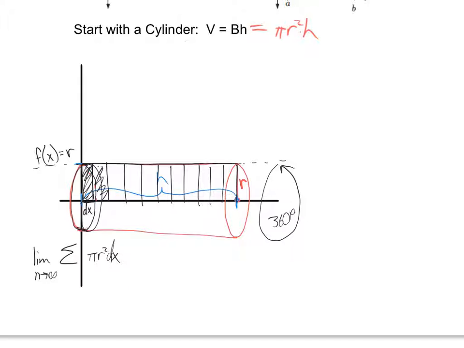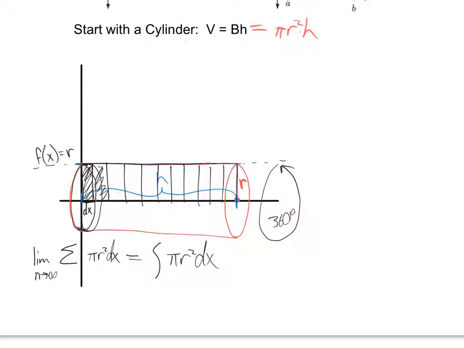You guys remember doing that? We made those little slivers more and more narrow to get a more accurate representation. Well, what is the limit as n approaches infinity of the sum? Integral. That was our definition of what an integral was. So guess what? We have the integral of pi r squared dx.